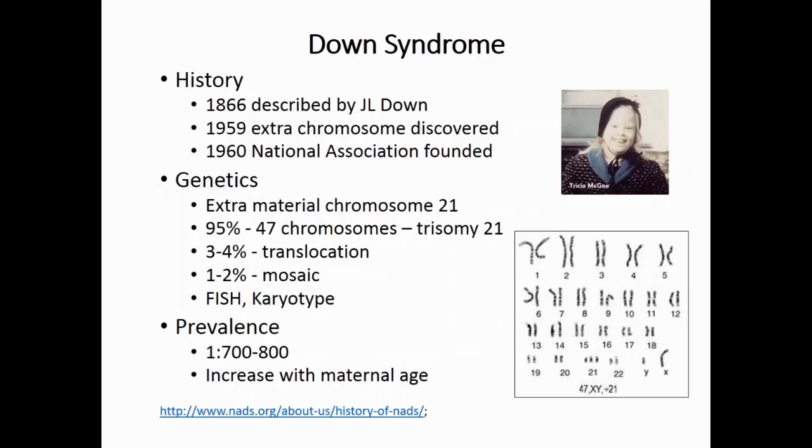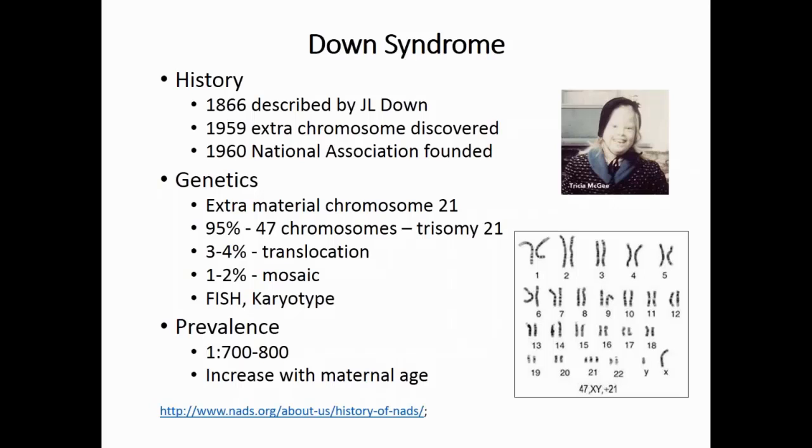Down syndrome is caused by an extra chromosome 21 and occurs sporadically. For about 95% of individuals, the extra material is from an extra chromosome. This is trisomy 21. This results from an error in cell division. In 3 to 4% of cases, there is a translocation of some chromosome 21 material.